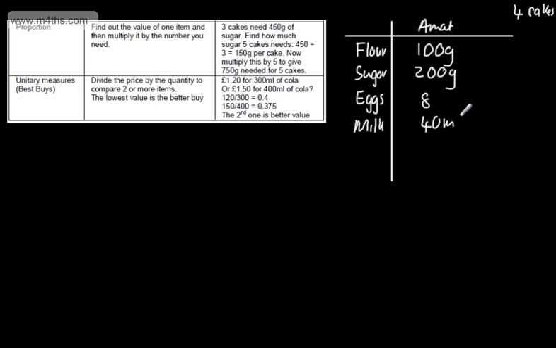So this makes now the amount for 4 cakes. What I'm going to do is write an amount for 1 cake. So if this makes 4 cakes, 1 cake will be now 25, as we're dividing this number by 4. Sugar, we need to divide this by 4, which would give us for 1 cake 50 grams. If I divide this by 4, it would have 2 eggs for 1 cake. And then this one would be 10 ml.